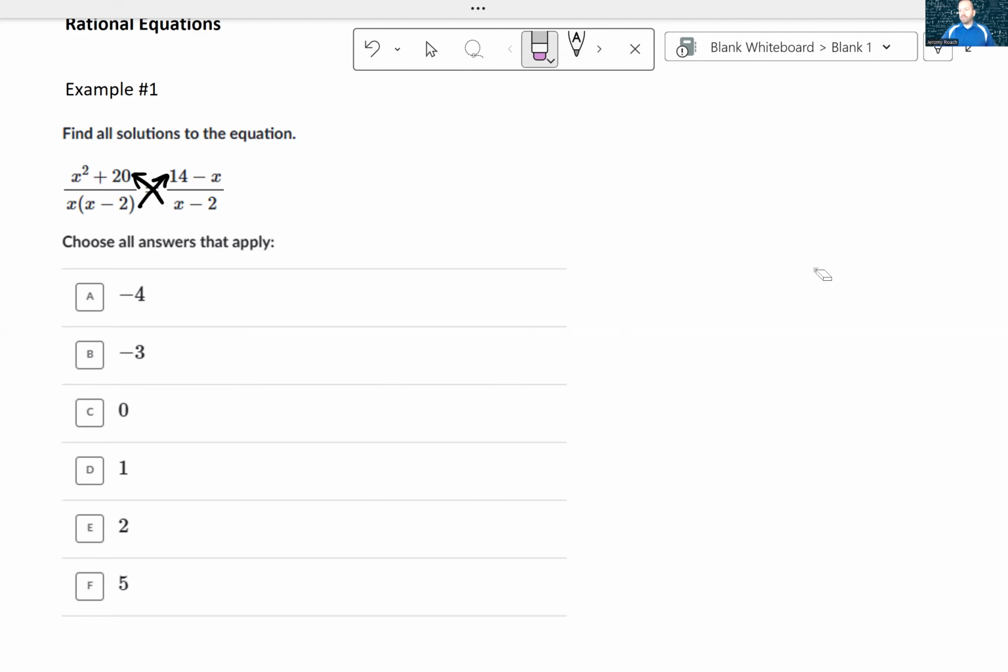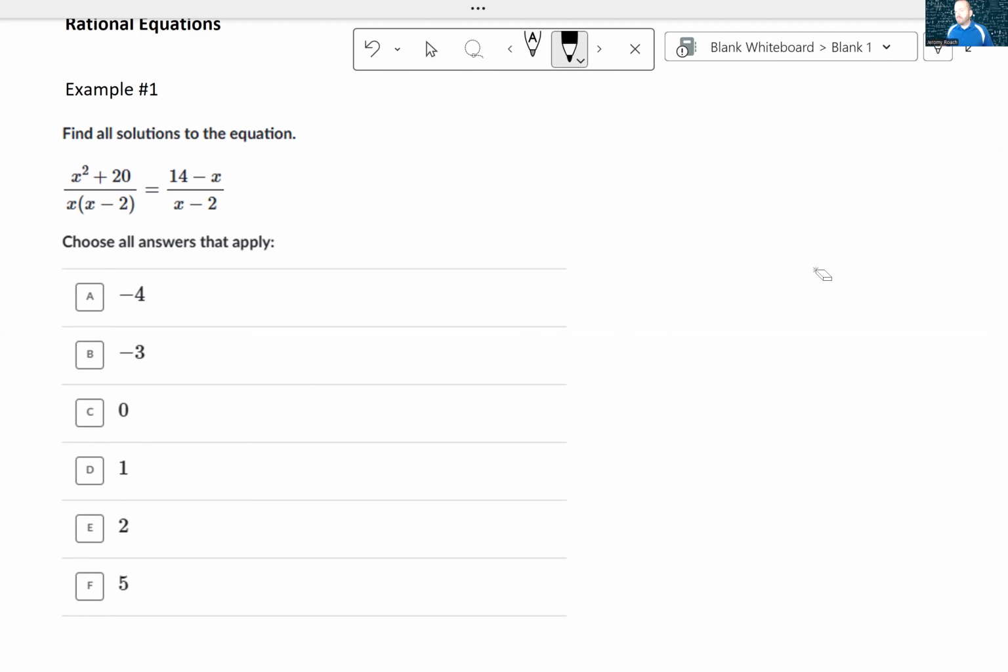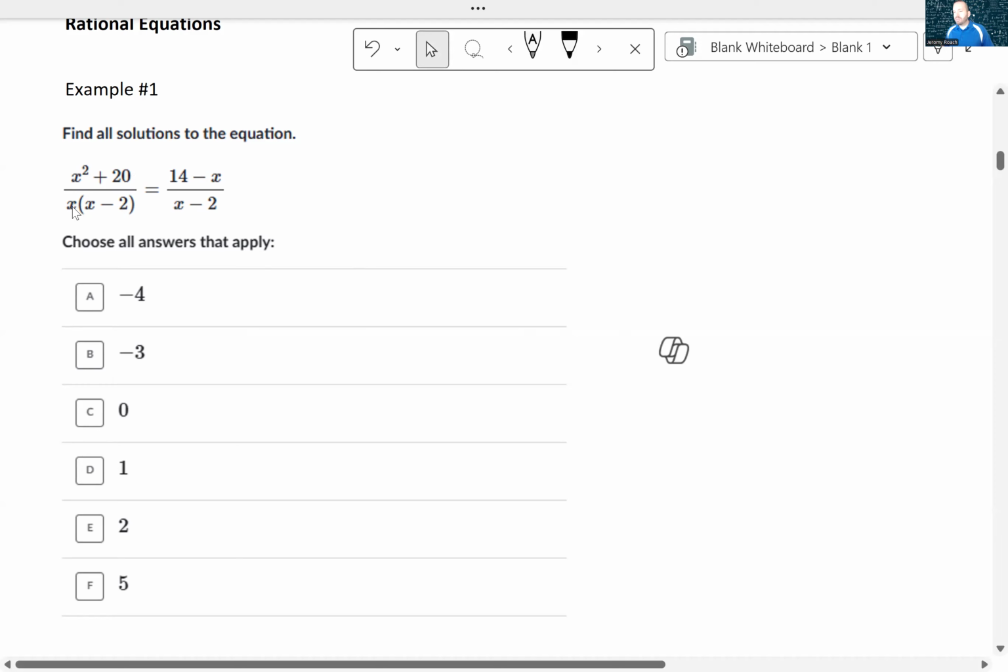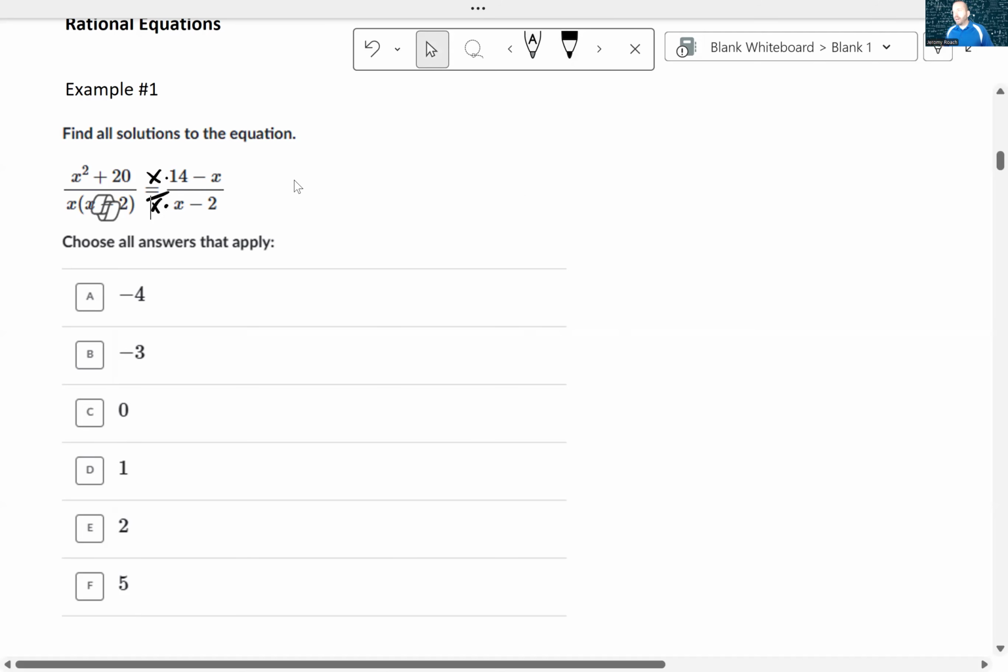That definitely works, but I like to match up the denominators and get rid of the denominators. What I mean by that is let's find a common denominator. Here we have x times quantity x minus 2, and here is just x minus 2. Very easy. We just have to multiply by x here to make that denominator the same. Now, if I multiply by x on the bottom, I've got to also multiply by x on the top of that fraction.